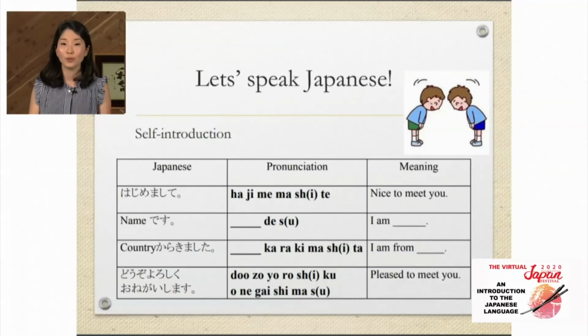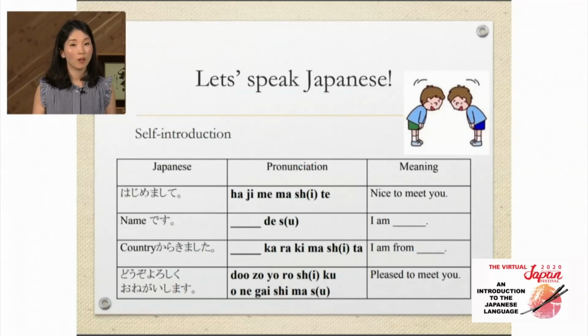Okay? And then lastly, to finish your self-introduction, you can say pleased to meet you, which is doozo yoroshiku onegaishimasu. Slowly, doozo yoroshiku onegaishimasu. Now this phrase is commonly used in Japan. It has different meaning in different situation. In the self-introduction, it means pleased to meet you.